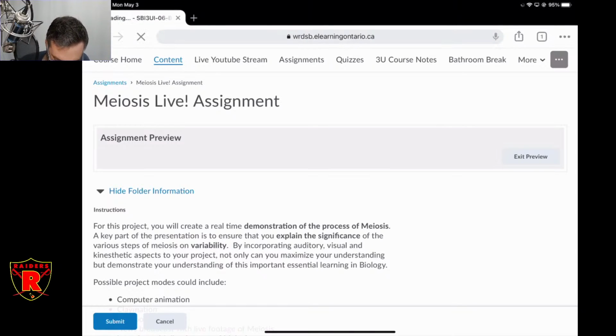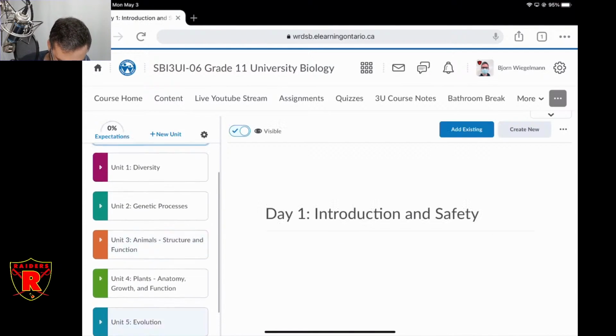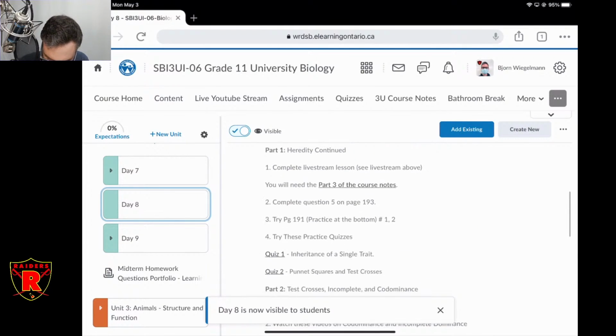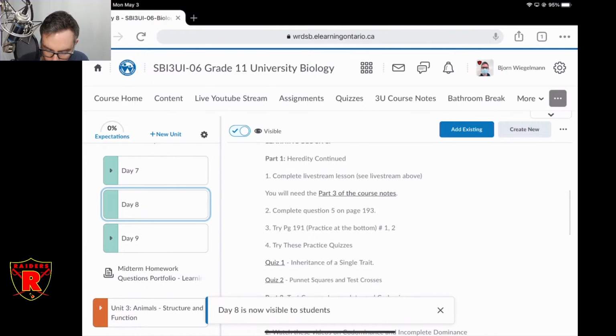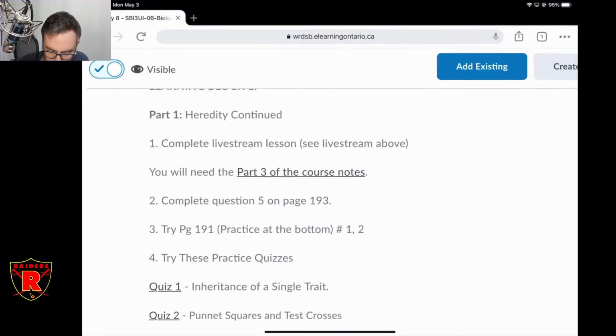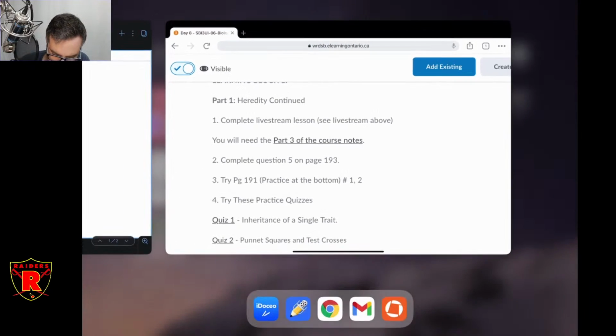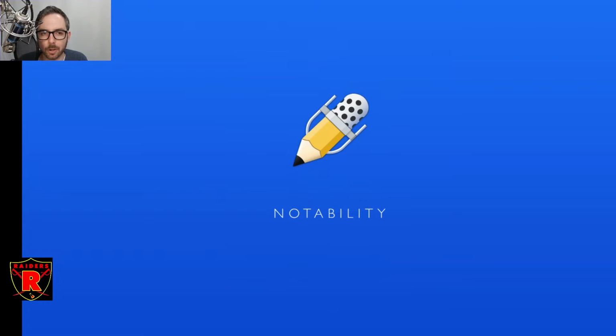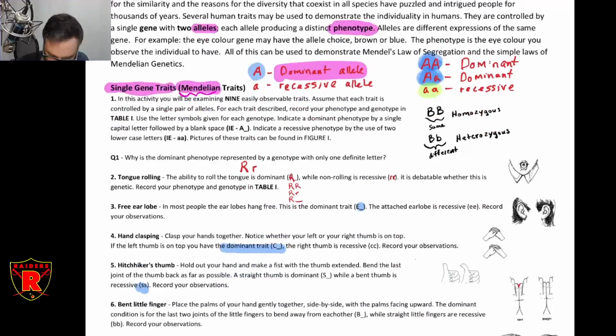So on your content tab, I believe we are on day 8. We're going to continue. You'll notice that it says you will need part 3 of the course notes. We've already started part 3 yesterday. So if you want to open that up, we're going to keep going. So we were surveying some of our own genetic traits yesterday. We started with tongue rolling, I believe.